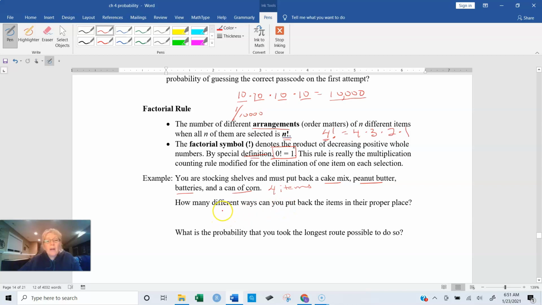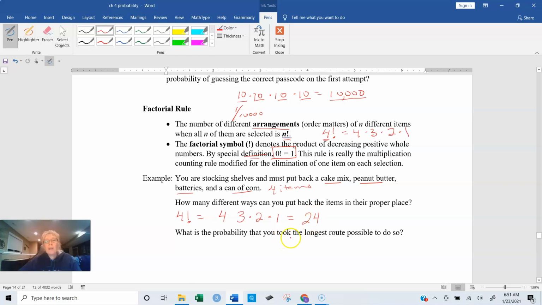So when you think about it, I have 4 things to choose from the first time. I put 1 away, so there are 3 left to put away. I put 1 back, I have 2 left to put away. I put 1 of those back, I'm back to 1. 4 factorial is how this is written. All right, and the answer is 24 different ways to walk through the store to put those away.